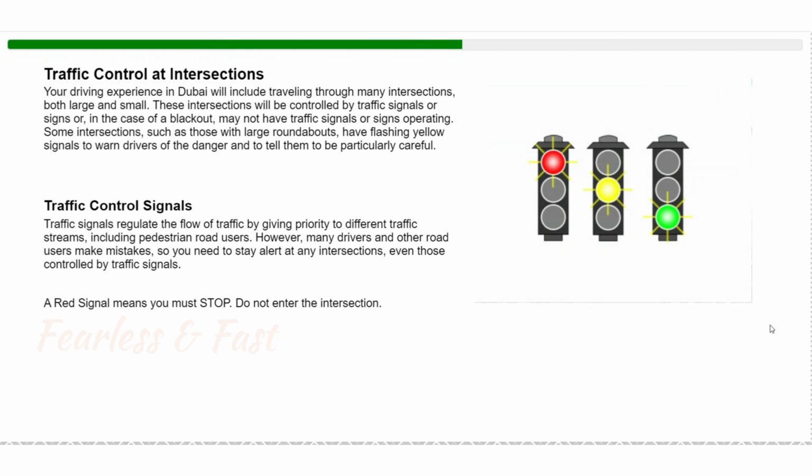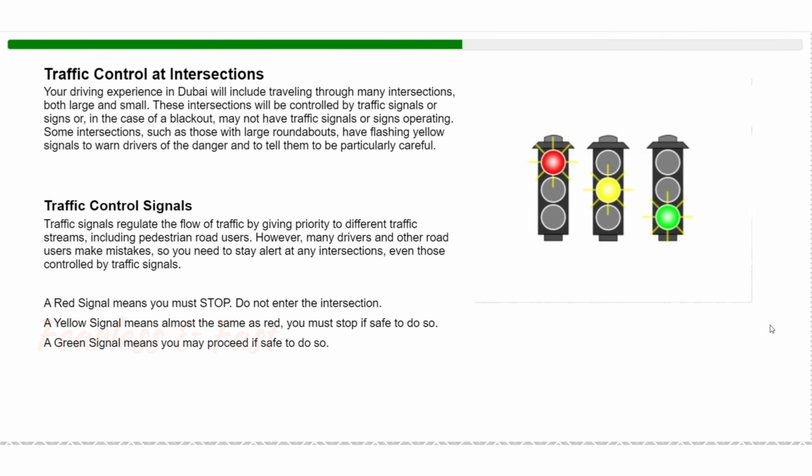A red signal means you must stop. Do not enter the intersection. A yellow signal means almost the same as red; you must stop if safe to do so. A green signal means you may proceed if safe to do so.